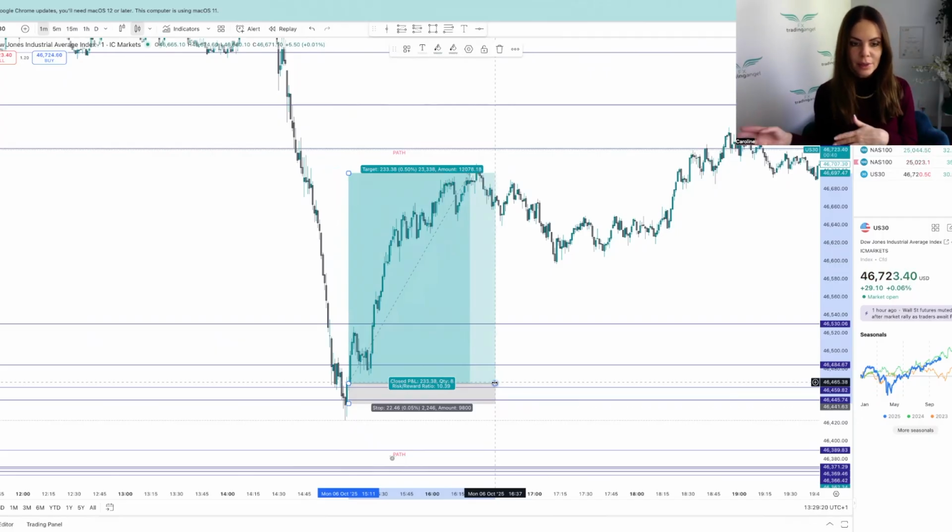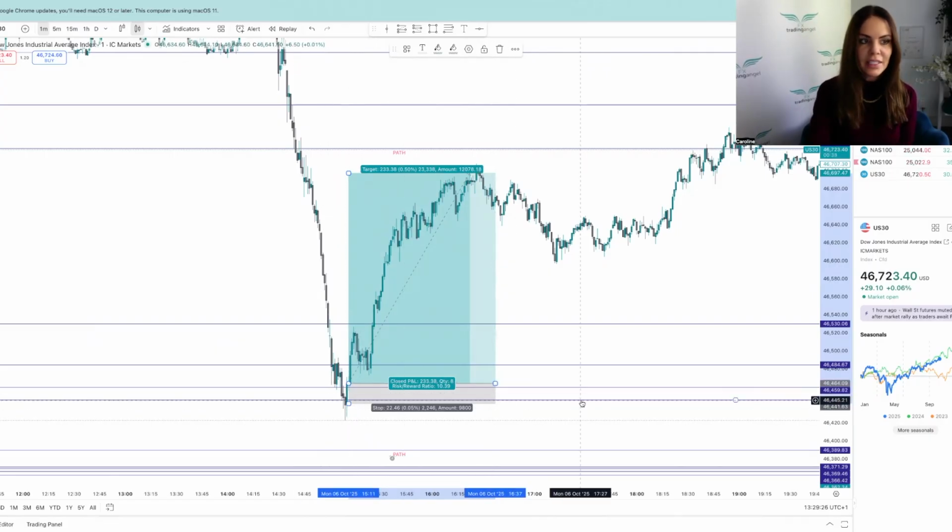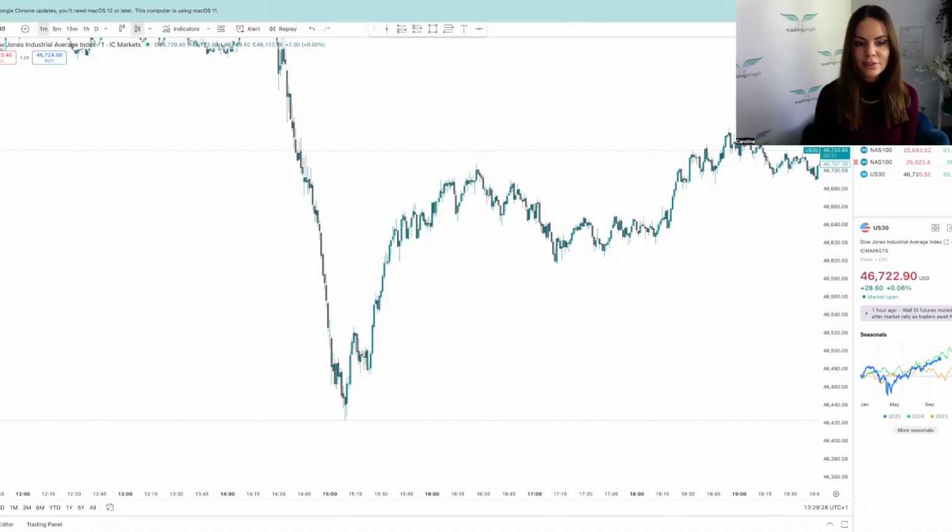And obviously I'm happy to make more videos on this if you want to see the slight nuances when you move it closer to the key levels. But as we're not going to use the key levels in this video, I'm just going to take them off for now. And I have a nice clean chart.